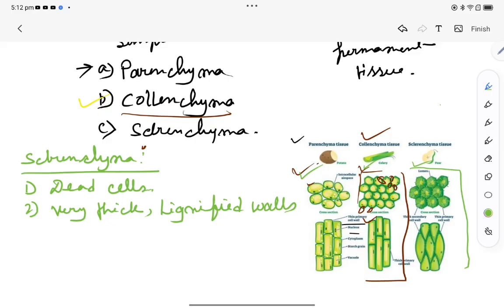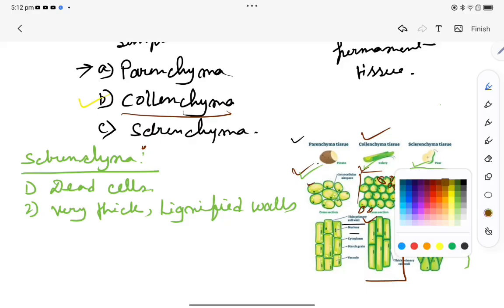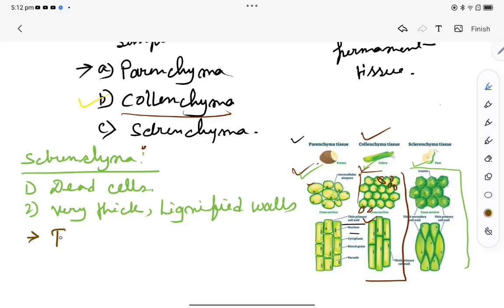In case of Sclerenchyma, you will find two types: one is fibers and the other is sclereids. These are two types of Sclerenchyma. They are long, elongated, right? Their cell walls are very thick. They are lignified walls. Vacuole is completely absent, no vacuole.